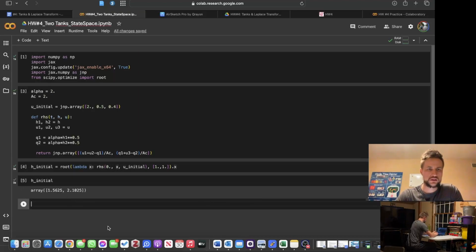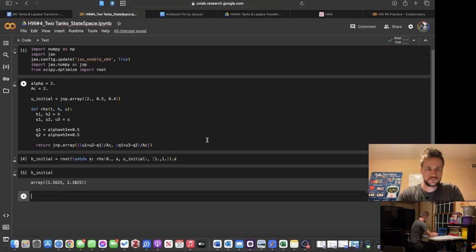Okay, so it is telling us that at steady state conditions, our fluid level in our first tank is 1.5625 meters high, and then our second tank 2.1025 meters high. And so those are steady state conditions. It makes sense that the second one would be a little bit higher. It's got just the flow from the first, and then the third stream coming in, and so it evens out at a little bit of a higher level. And so now we're going to move on to assessing the next portion.